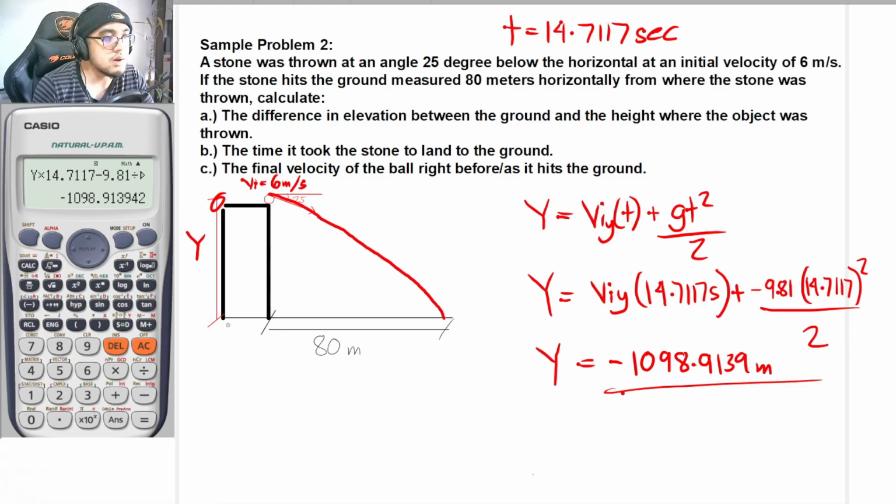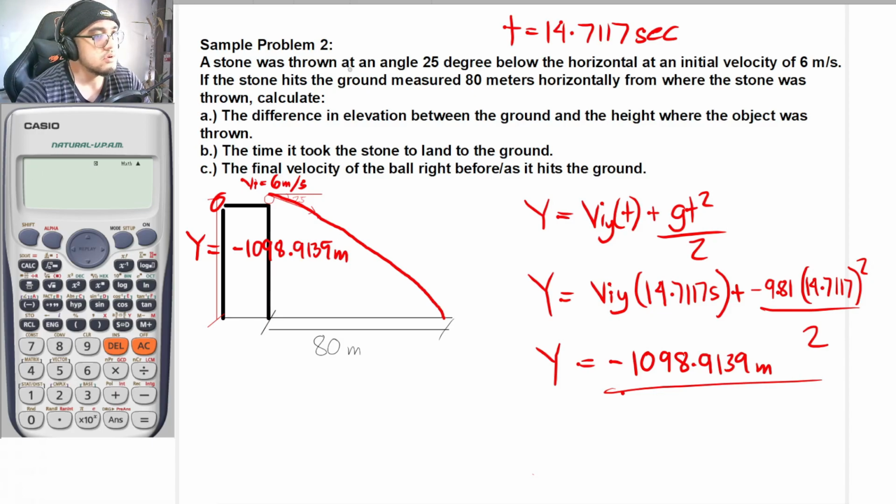So from this point up until this point, this is now equal to negative 1098.9139 meters. Once again, the value here, y, is negative 1098.9139 meters. Proceeding, what is the time it took the stone to land on the ground? We have already solved for that earlier. Time is 14.7117 seconds.